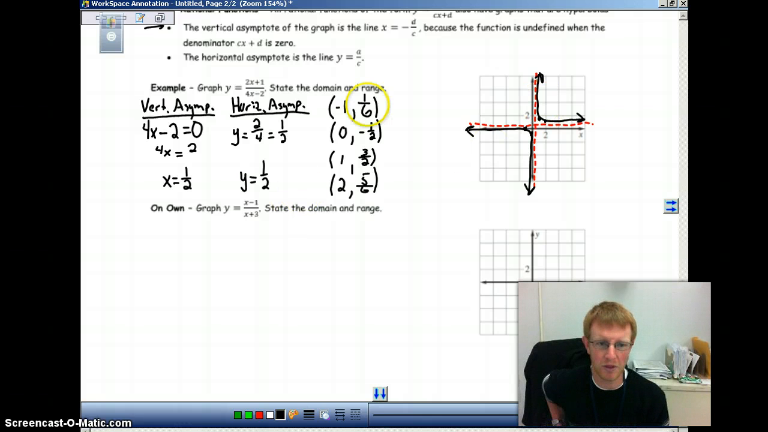So again, the only thing that's difficult about this is going through and finding your vertical and horizontal asymptotes, but it's the same process each time. So down below, go ahead and do that one on your own. Hit play when you're ready, and you'll have your answer and how we got it, and then we will be done.